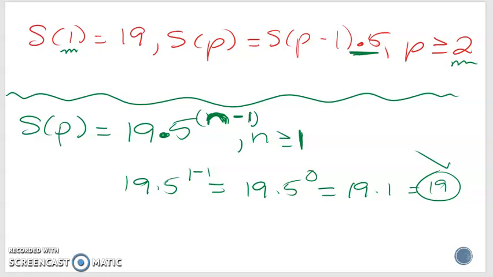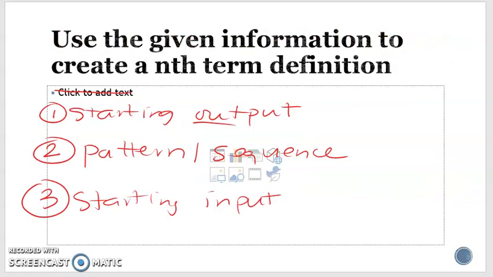Okay. So as I wrap up this video, one last reminder of what you need. You need to have your starting output, whether it's from your table, your graph, or the situation in words. Also be able to talk about what your pattern is in your sequence. And last but not least, have that starting input, because that's really going to help you when we start talking about the domain conversation. Okay?